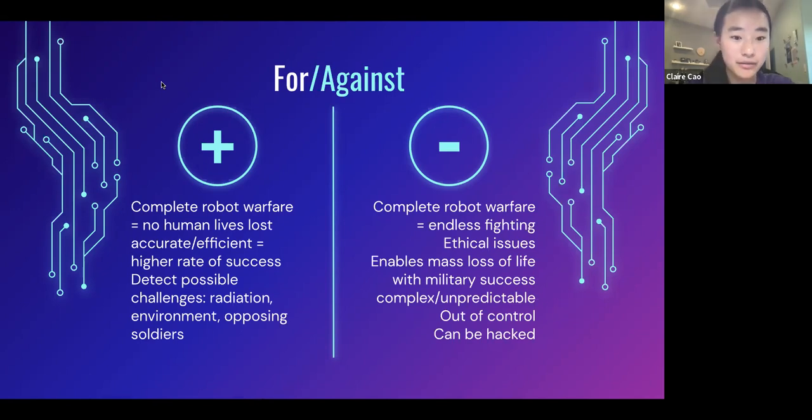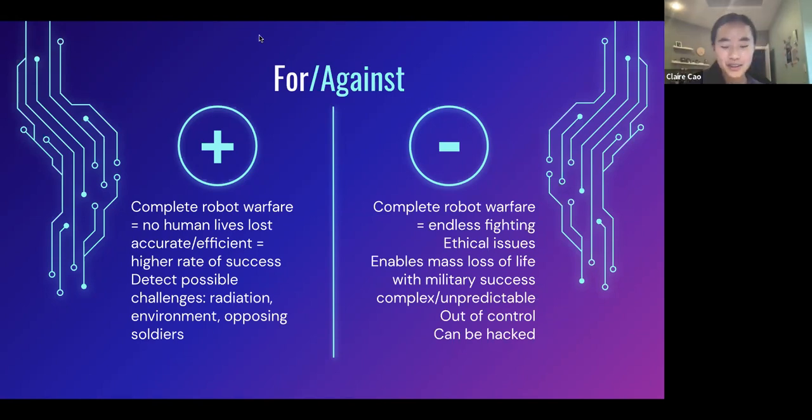They can also be out of control and they can be hacked. I'm not sure who mentioned this earlier, but yes, we have shown time and time again that AI can be hacked. So what if your enemy hacks into your entire robot forces and turns them on you? That can be a major issue. And in the wrong hands, military robots can be detrimental. So that is the for and against.